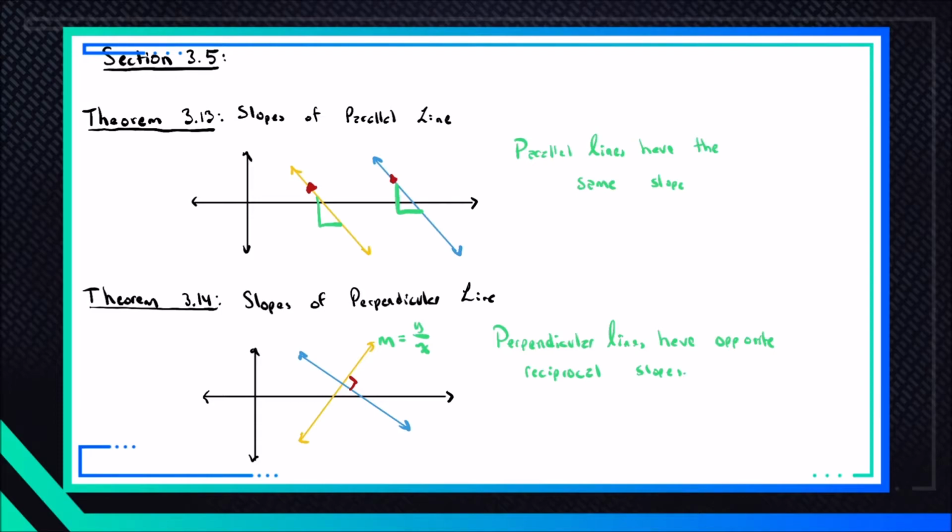Then the slope down here for the blue line is going to be m equal to the opposite, being a negative. So if it's negative, make it positive. If it's positive, make it negative. And then we're going to do the reciprocal. So what's on top and what's on bottom get flip-flopped. The top line, the yellow line, has a slope of y over x, and the bottom one has a slope of negative x over y.